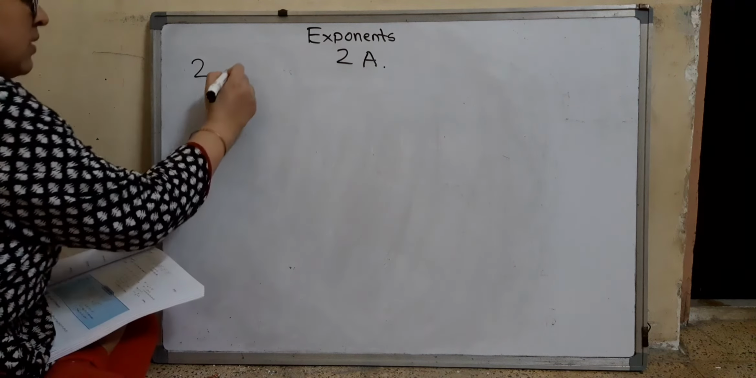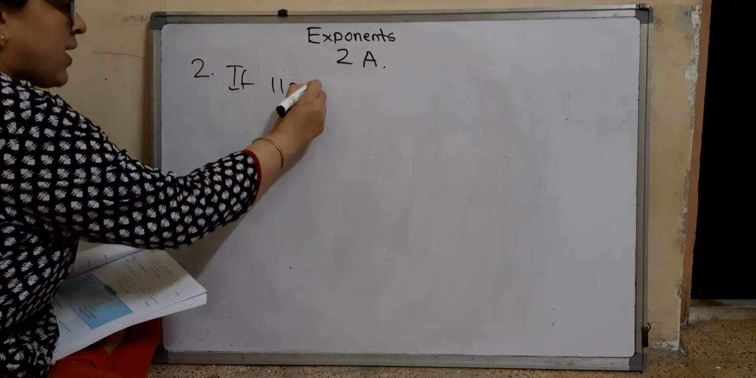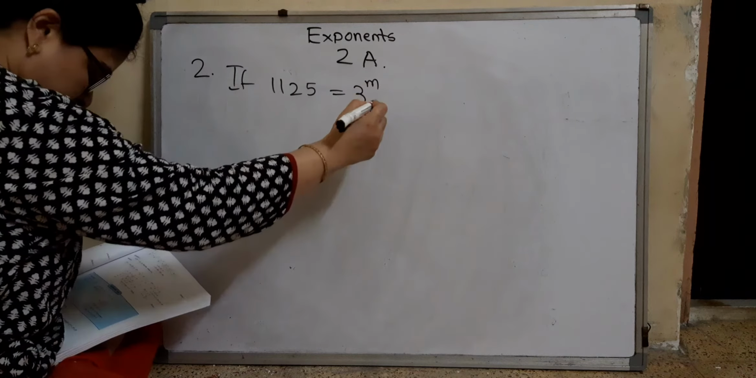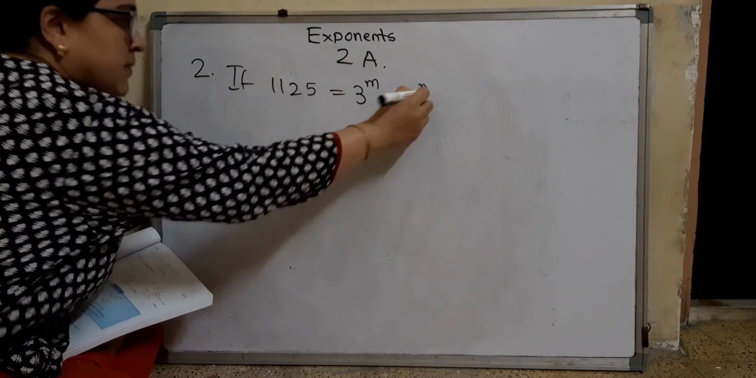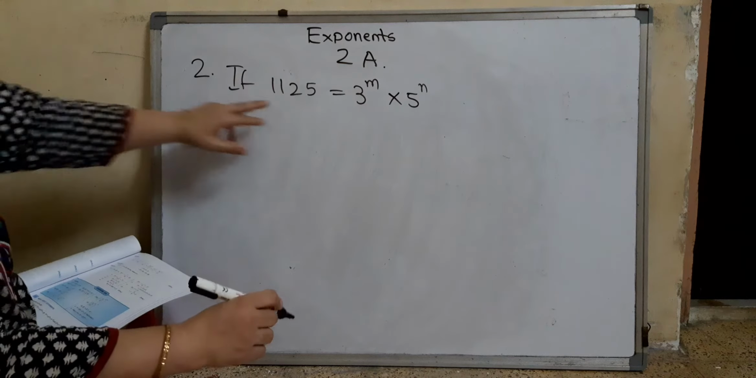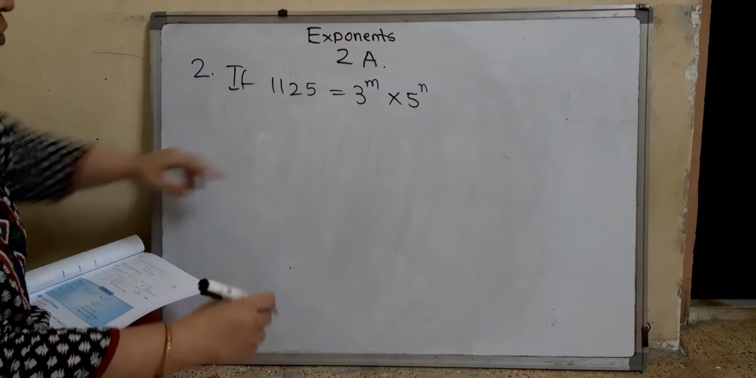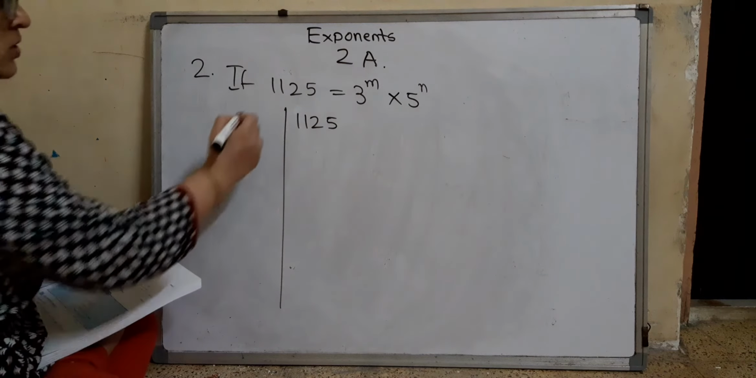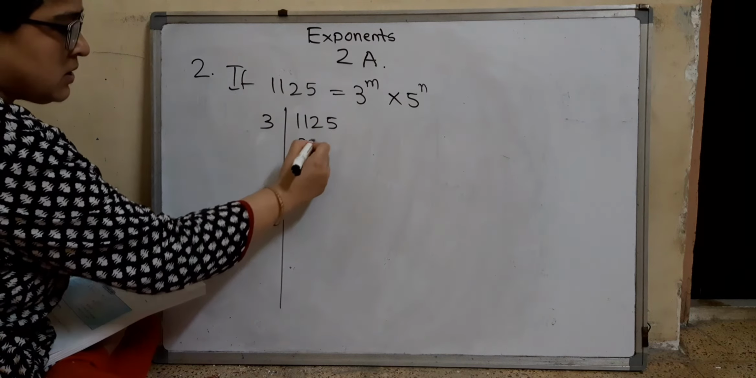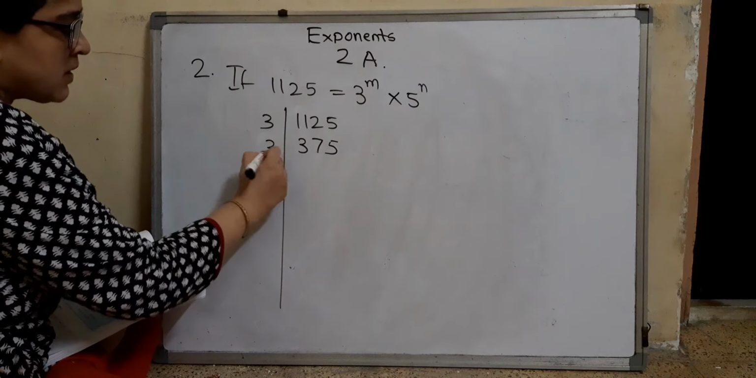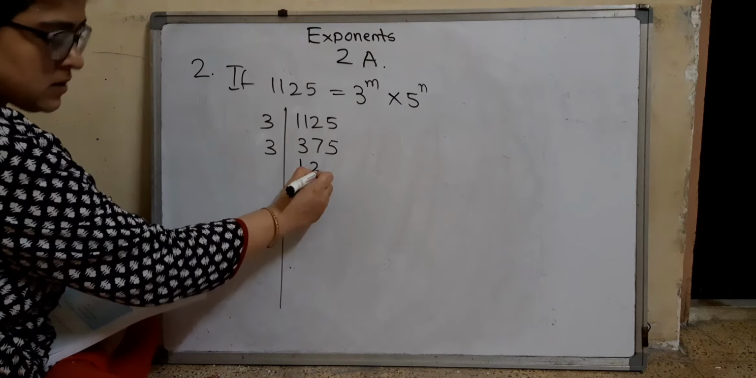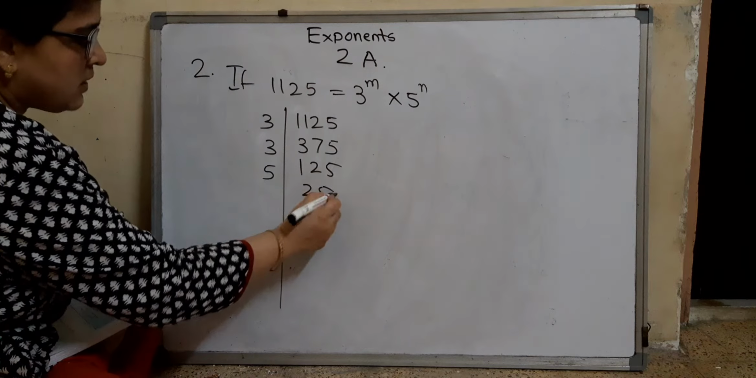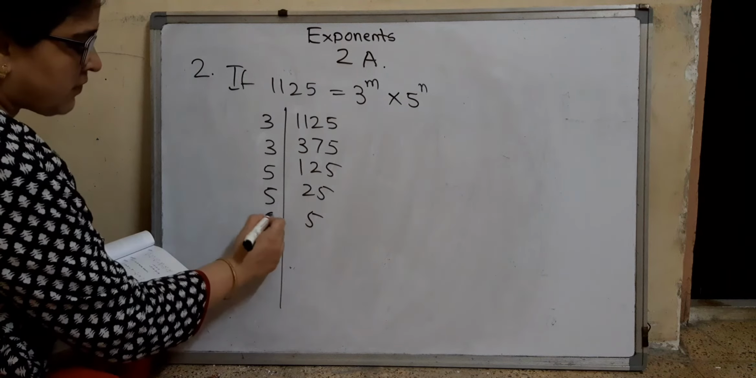Second: if 1125 is equal to 3 raised to n into 5 raised to n, first of all you have to do the prime factorization of this number 1125. First of all, 3 3s are 9, 3 7s are 21, 3 5s are 15, 3 1s are 3, 3 2s are 6, and 3 3s are 9 and 3 5s are 15, then 5 25s are 125, 5 5s are 25, 5 1s are 5.